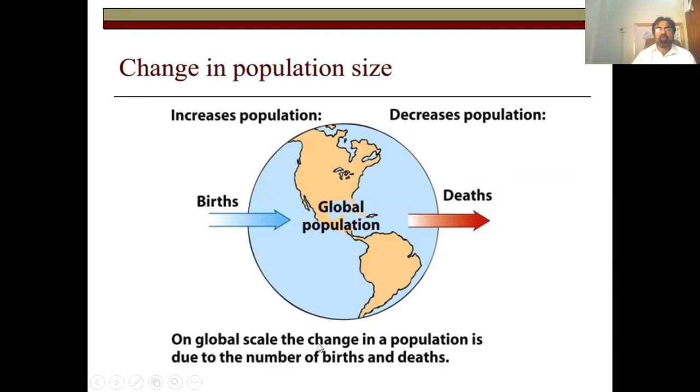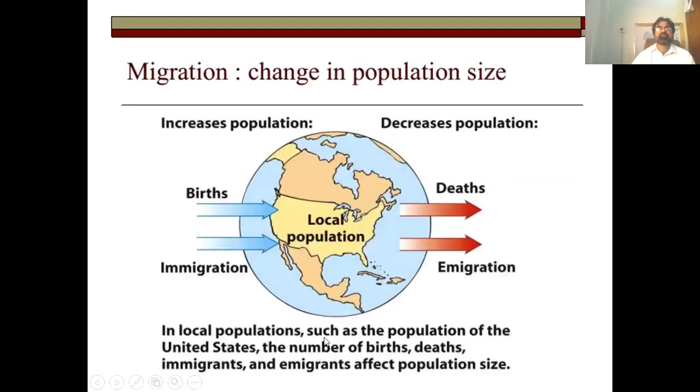On a global scale, the change in the population is due to the number of births and deaths. Population size is also affected by immigration, the number of people who come into a population to increase it. Emigration means out-migration, the number of people who leave that specific country or region, and that's why the population will decrease.